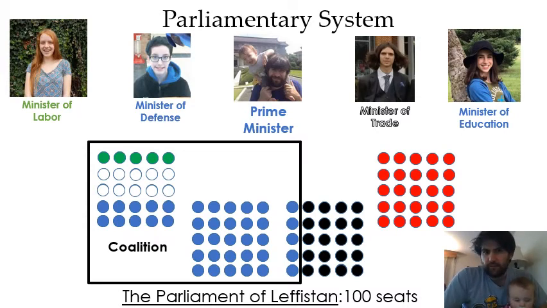because it's a more fragile coalition. All right? If the Green and White Party get fed up with me, they could join with the Black and Red Party and have a vote of no confidence and oust me.